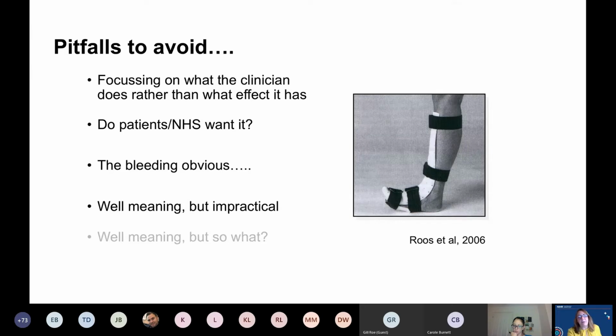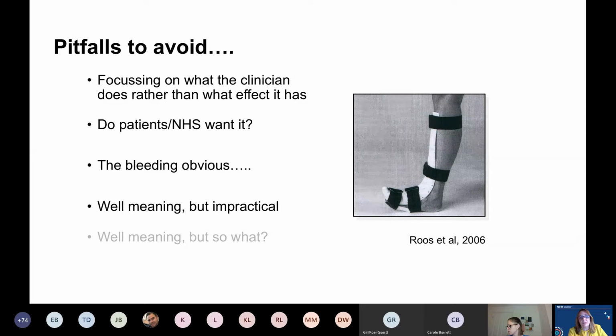There's also the meaningful, so well-meaning but absolutely impractical. This is one of my favourite studies. It's night splints for people with plantar heel pain. So this was a very small study done where they put this kind of, it could only be described as an instrument of torture on 16 poor people with plantar heel pain, and followed them for 3 months. And guess what? Only one of them actually finished the 3-month trial.